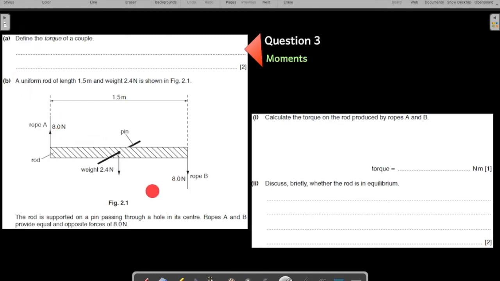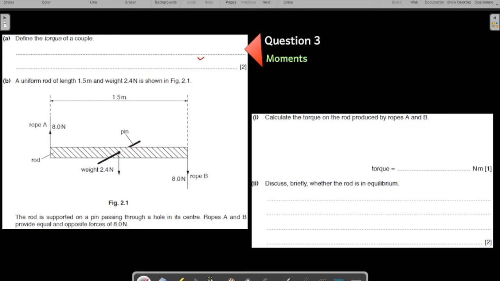B part. Now you're given a situation here. Let us understand what is happening. A uniform rod of total length 1.5 meters and weight 2.4 newtons is shown in this figure. The rod is supported on a pin passing through a hole in its center. You see the pin here. The ropes A and B provide equal and opposite forces of 8 newtons. It is a situation of creating a torque, a situation of creating a circular turning, right? Calculate the torque of the rod produced by the ropes A and B.